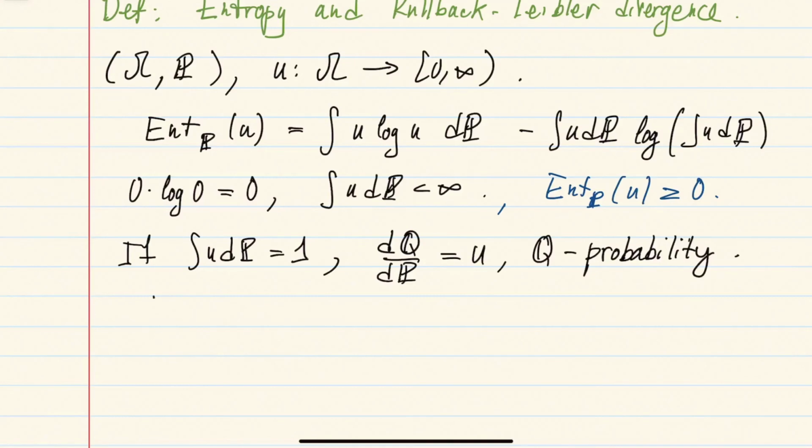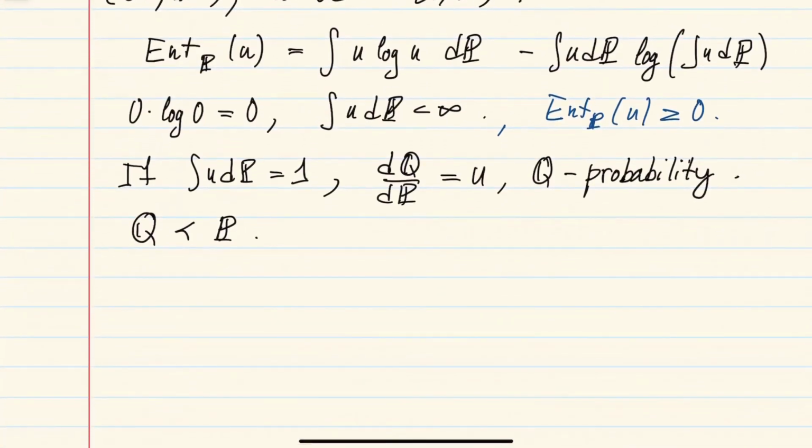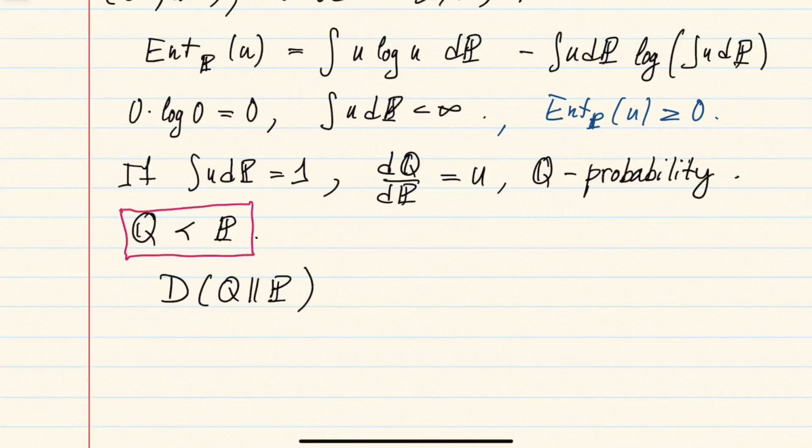And of course the other way around, if you have a measure q which is absolutely continuous with respect to p, you can take its Radon-Nikodym derivative and just take this u to be that Radon-Nikodym derivative. And in this case, the entropy above is called Kullback-Leibler divergence. Okay, and it's denoted as D(Q||P). So this is a Kullback-Leibler divergence in the case when Q is absolutely continuous and has a Radon-Nikodym derivative with respect to P.